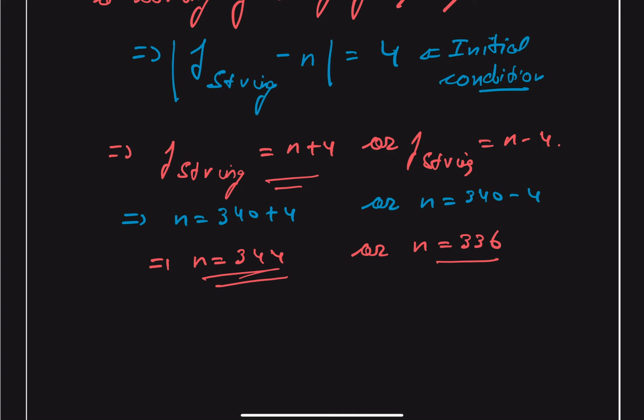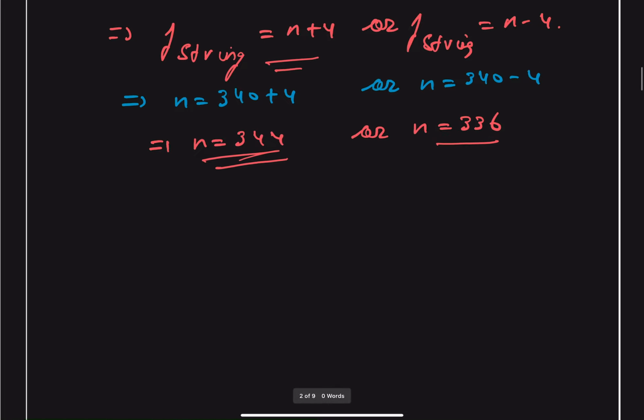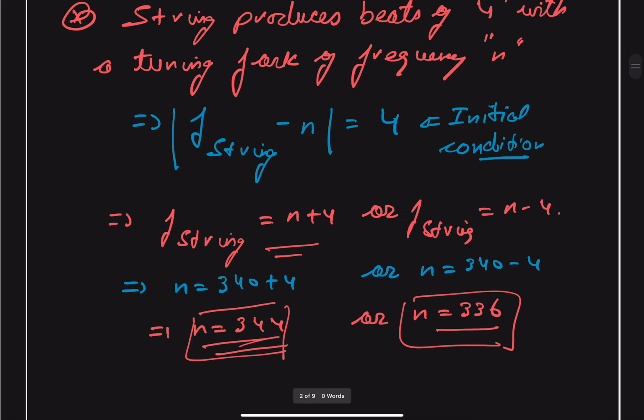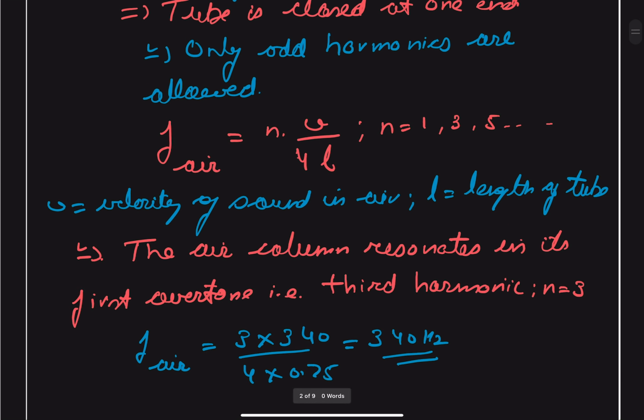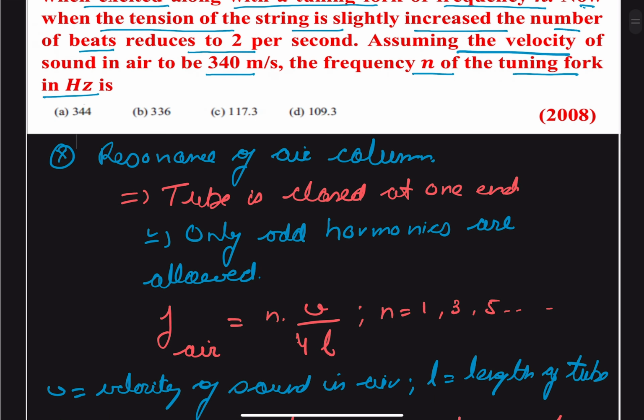So beat can be plus minus, both additive as well as subtractive, on both the positive as well as the negative side. This narrows us down to only two possibilities for n, that is either 344 or 336. So if we check the options that are given to us, C and D will not be the answer. The only possibility is that either A will be the answer or B will be the answer.